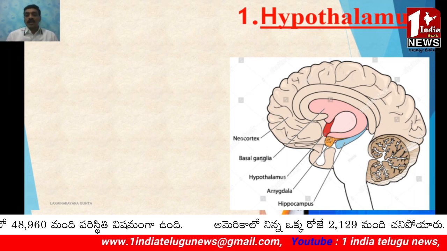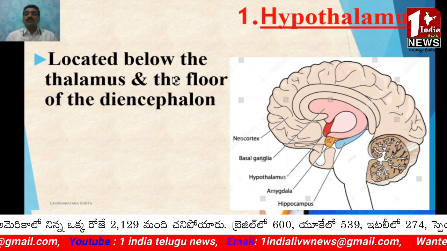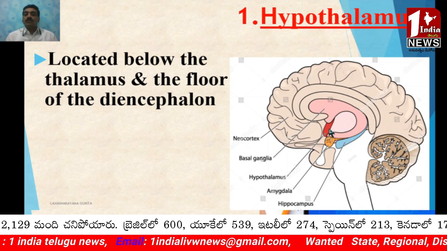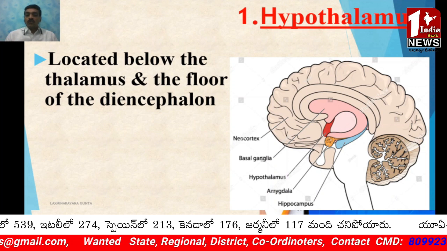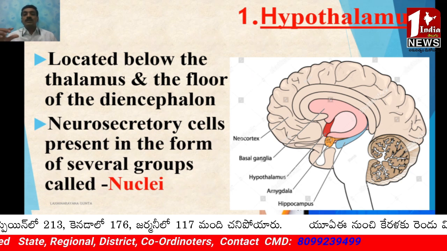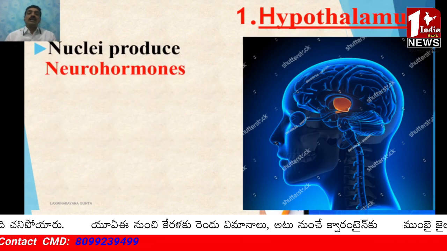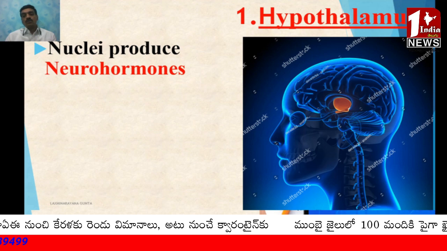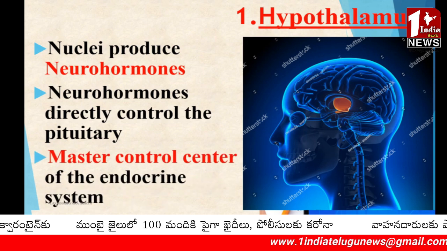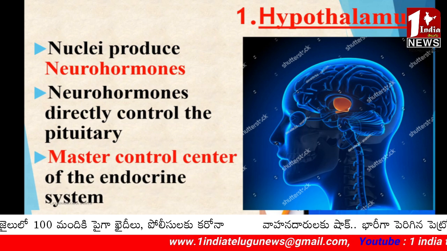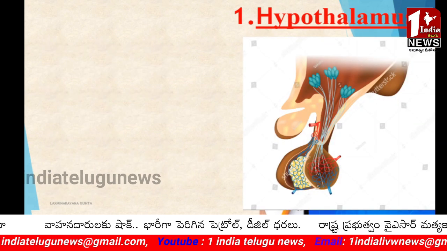The hypothalamus. It is located below the thalamus, at the floor of the diencephalon. Here you can observe the thalamus and hypothalamus. Neurosecretory cells are present in the form of several groups of cells called nuclei. These nuclei produce neurohormones. These neurohormones directly control the pituitary. That's why the hypothalamus is called the master control center of the endocrine system.